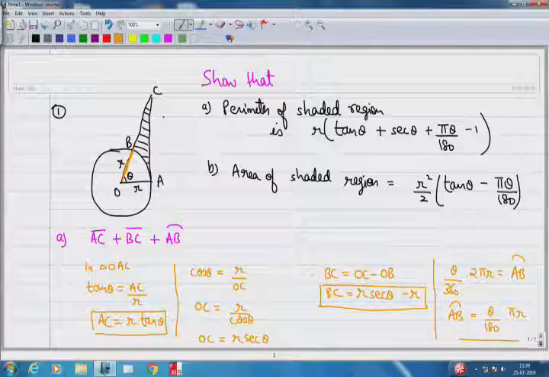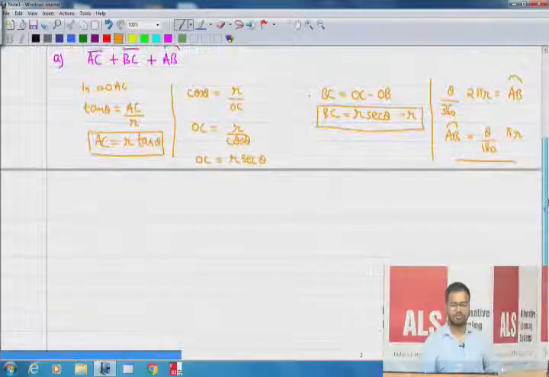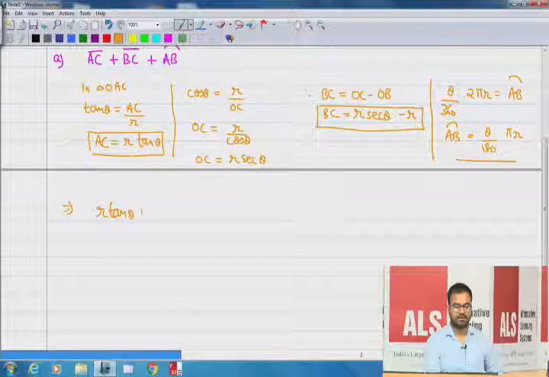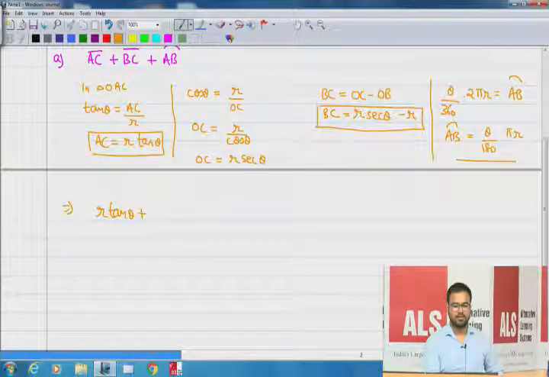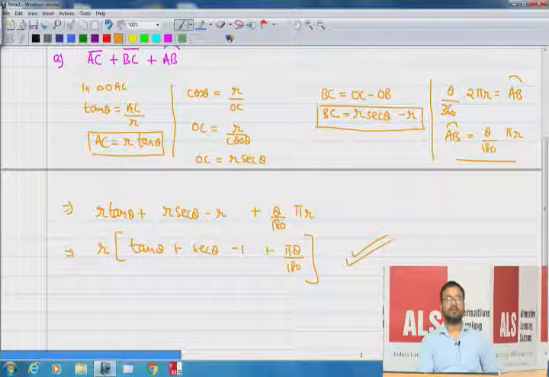Now if we add all of them, that will make up the total perimeter of the shaded region. So it will be AC, which is R tan theta, plus BC, which is R sec theta minus R, plus arc AB, which is theta upon 180 into pi r. Now you can take r common from all of them. So that will be r times tan theta plus sec theta minus 1 plus pi theta over 180. So this is the perimeter of the shaded region. This we have to show.